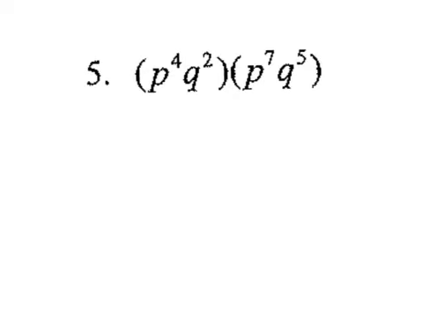And number 5, there are parentheses next to each other, which means multiplication. So we're going to add the p's. We have 11 of them. And then for q's, we have 2 plus 5, which is 7.